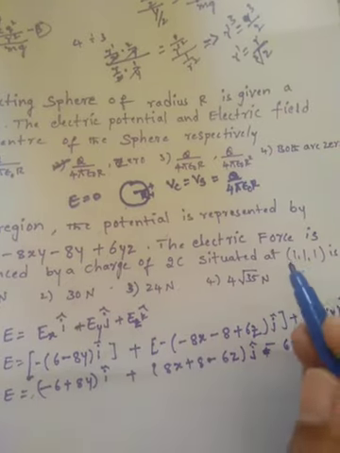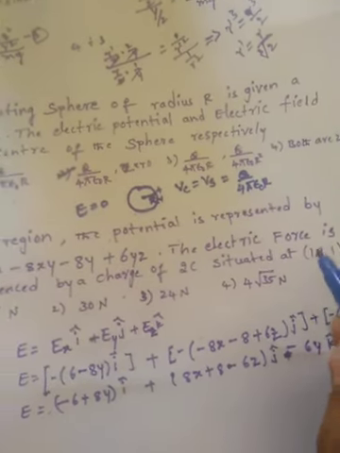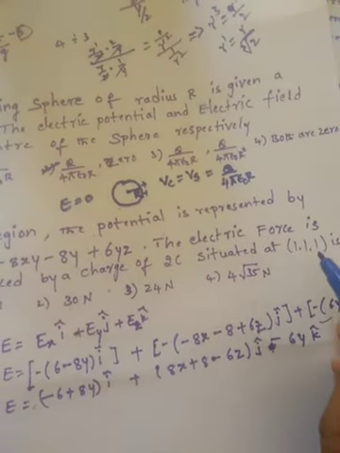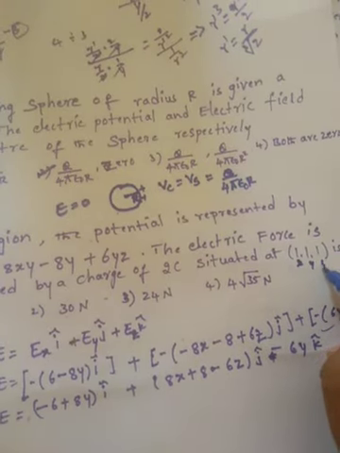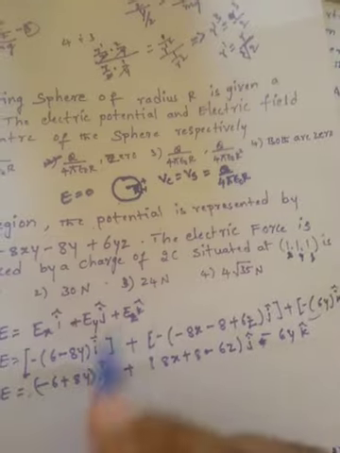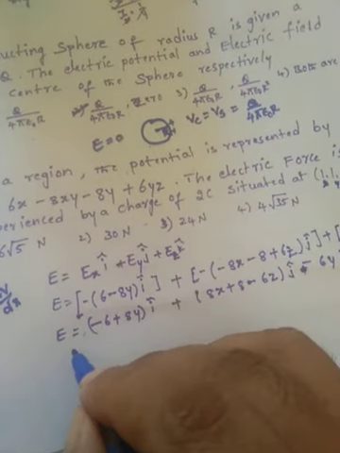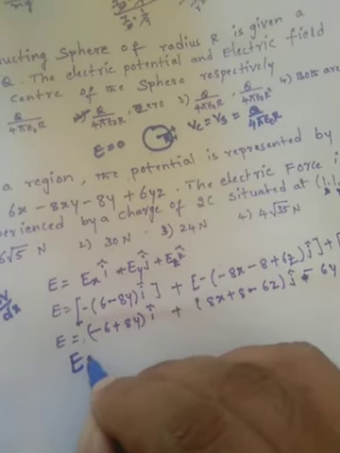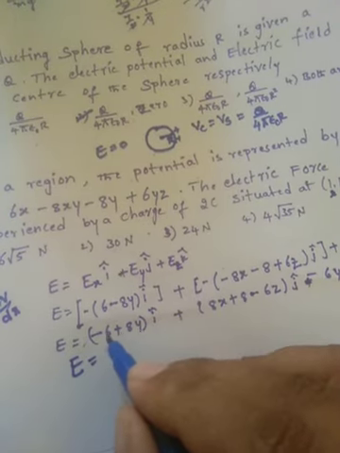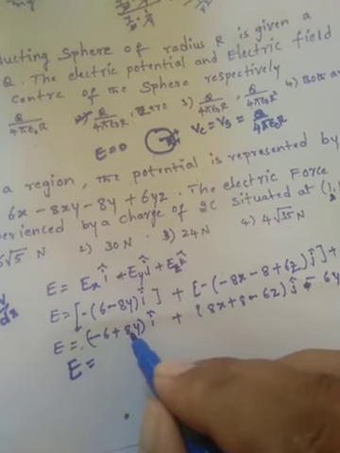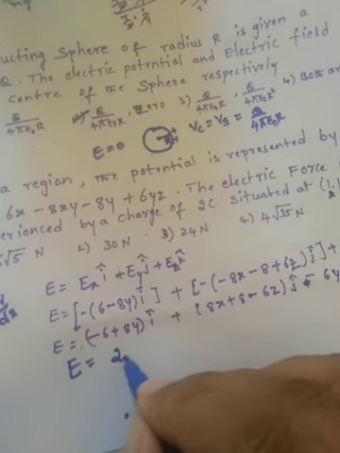And know the coordinates. It's x comma y comma z. When you put x, y, z values here, we'll get the E value. E is equal to, when you put our y value 1, so minus 6 plus 8, it will be 2 i cap.